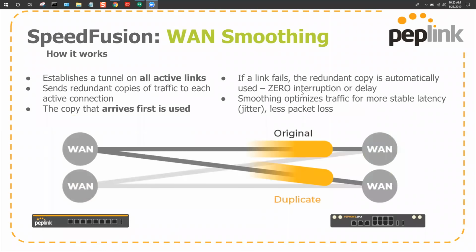How this works is, again, we're establishing the tunnel on all available WAN connections in the VPN. We send redundant copies across each connection, and whichever gets there first will be used. The secondary or junk packets are going to get dropped out. And again, if a link fails, we use the redundant copy. WAN smoothing is going to optimize traffic for stability, less jitter, less packet loss.